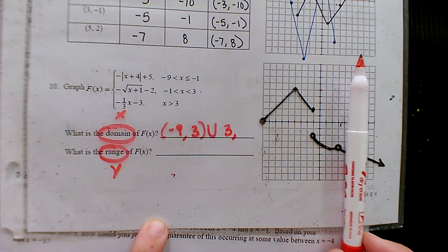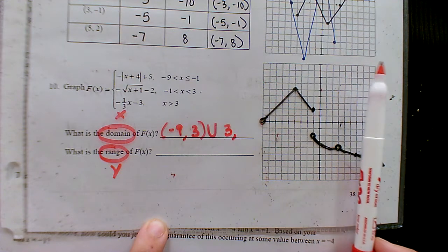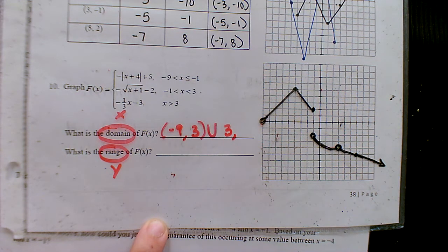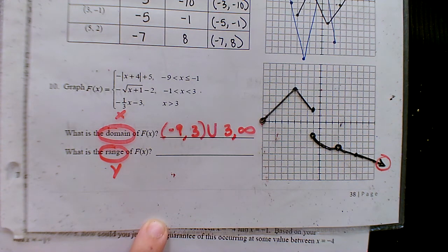Where will it end? Is there something on the graph that kind of hints us to this idea? What do you think, Matt? The arrow. So that means what? That it never stops. Okay, so we can go on for infinity if it's never going to stop.